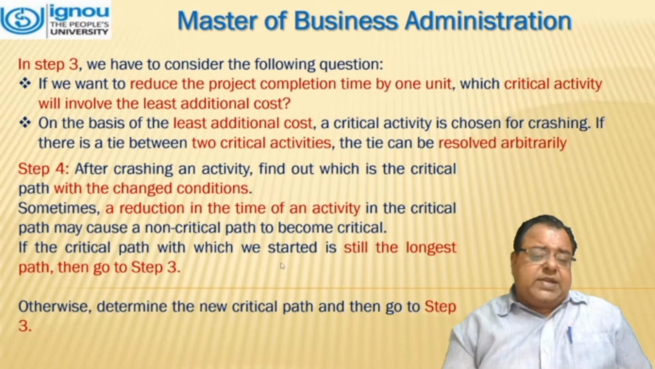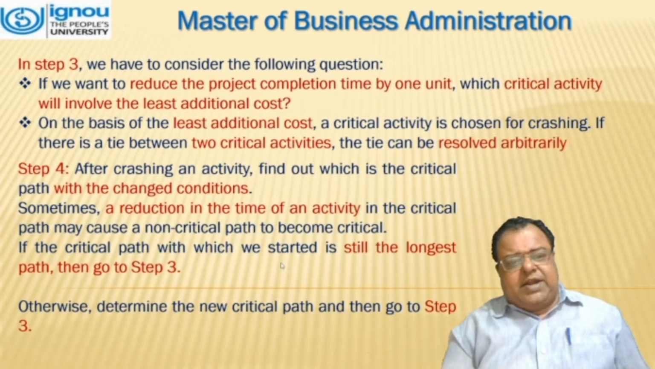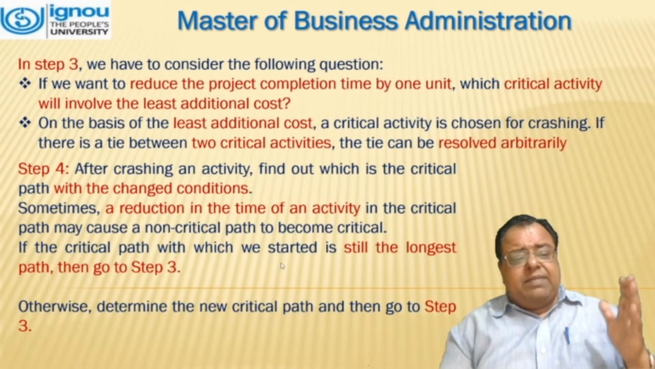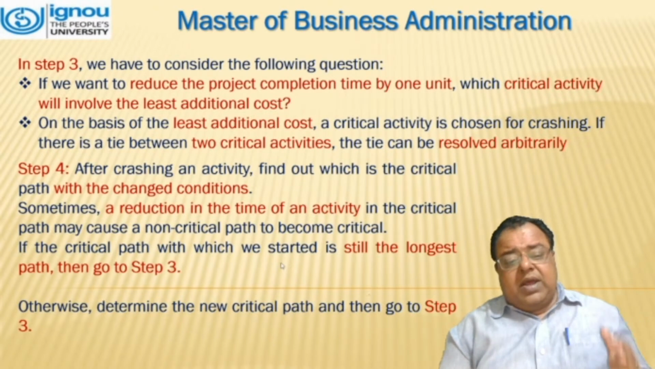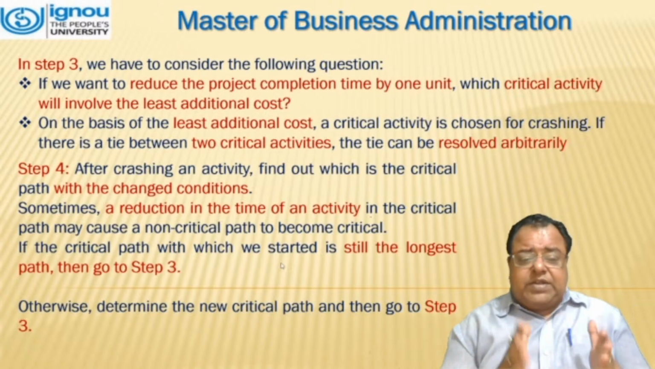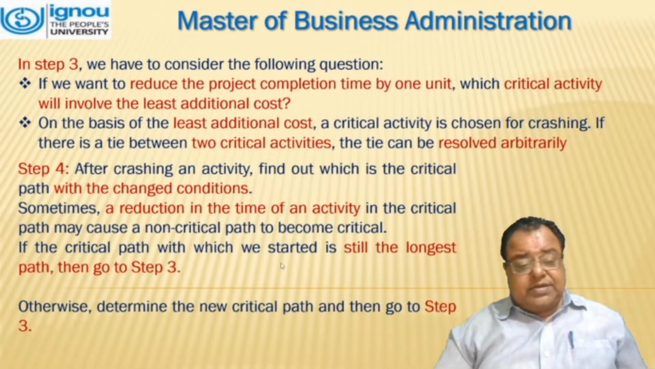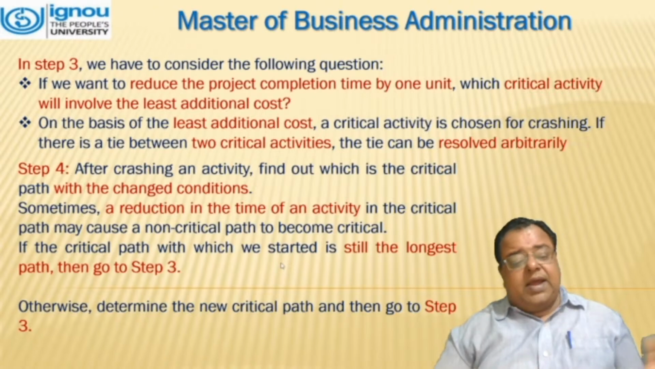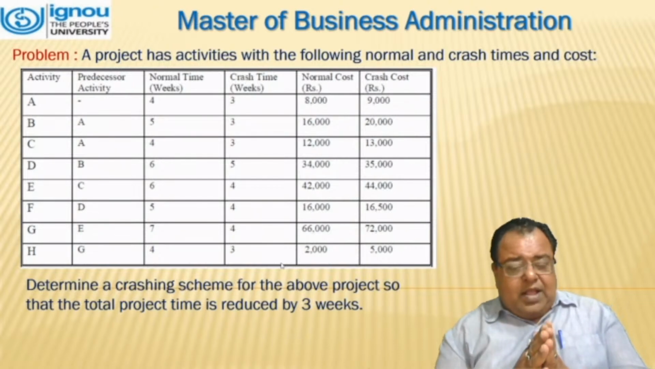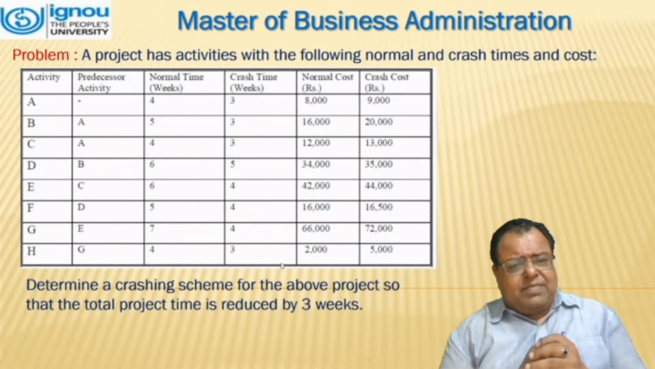Step 4, after crashing an activity, find out which is the critical path with the changed conditions. Sometimes a reduction in the time of an activity in the critical path may cause a non-critical path to become critical. If the critical path with which we started is still the longest path, then go to step 3. Otherwise, determine the new critical path and go to step 3 again. Now we see how this can be performed with a practical example.